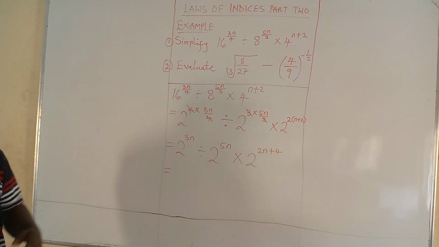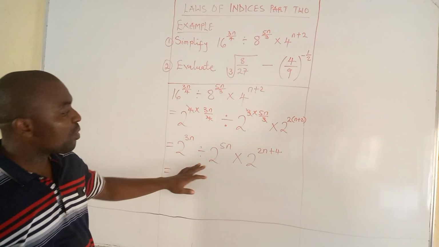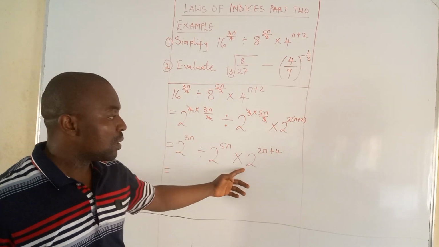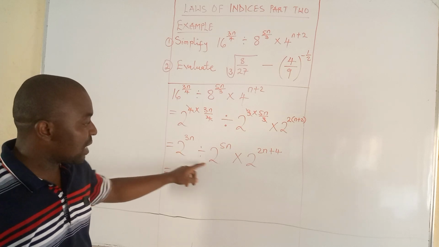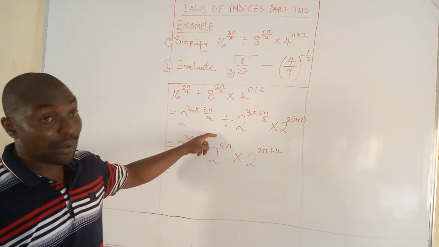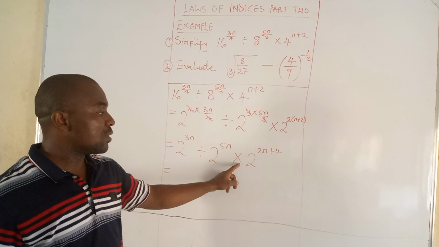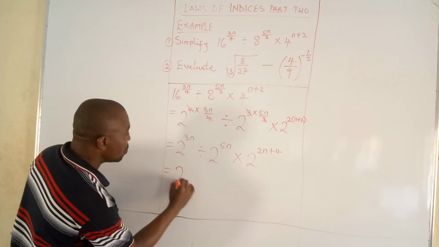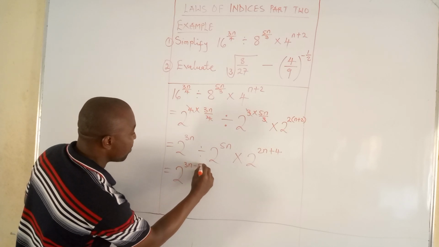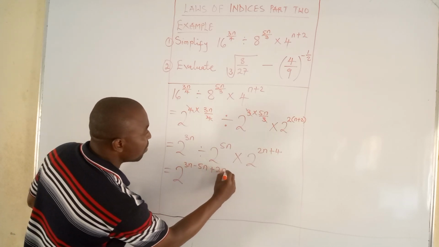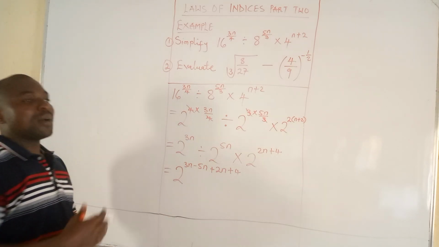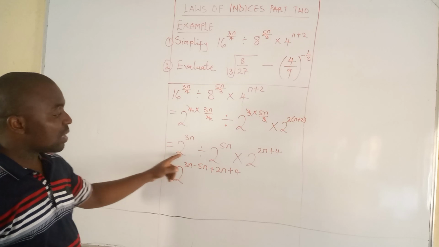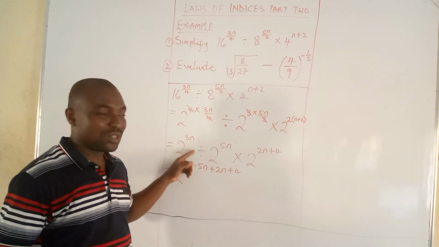All right. That's why I said please go through part 1 before coming over to part 2. Because in part 1, I explained this law that when the bases are the same and it is division, you subtract their powers. When the bases are the same and it is multiplication, you add their powers. So what that simply means is that this is 2 raised to the power of 3n minus 5n plus 2n plus 4. You add their powers when the bases are the same and it is multiplication. You subtract their powers when the bases are the same and it is division.